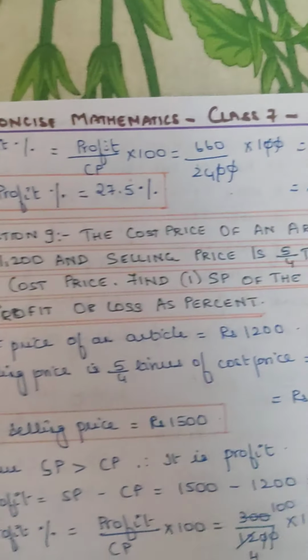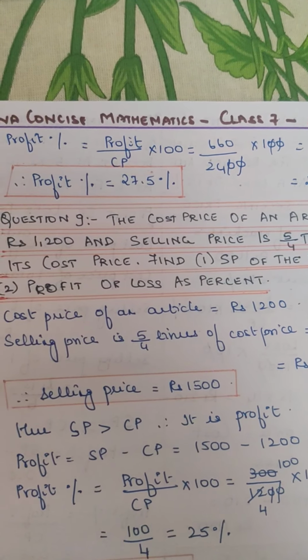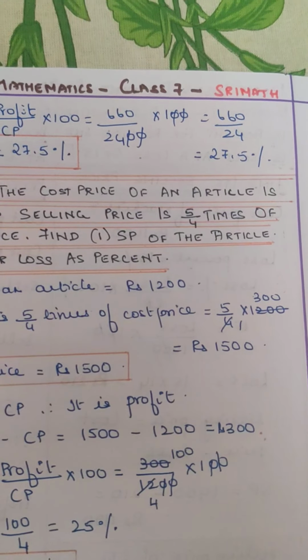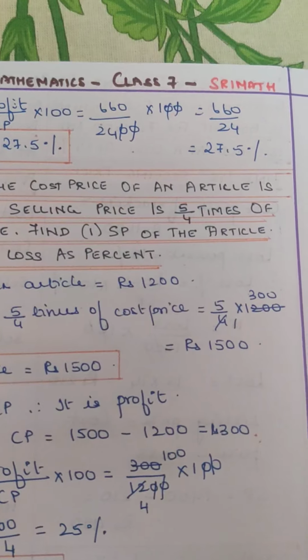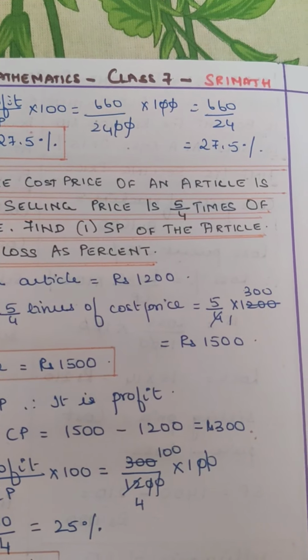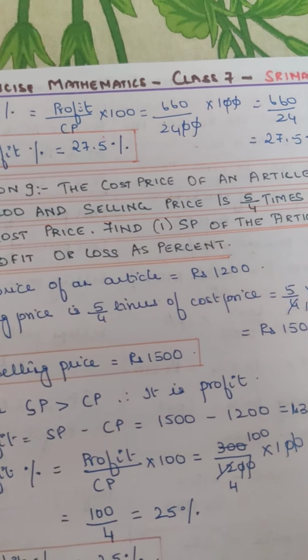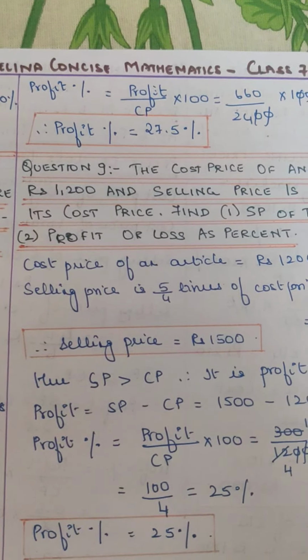Therefore, profit percent is equal to profit by CP into 100, that is equal to 660 by 2400 into 100, that is equal to 660 by 24, that is equal to 27.5%. Therefore, profit percent is equal to 27.5%.